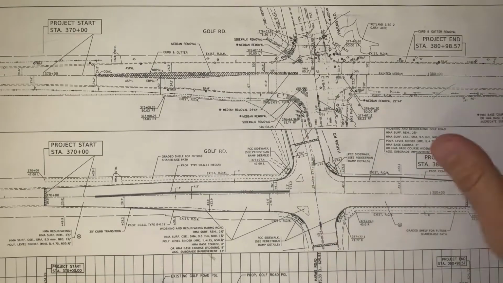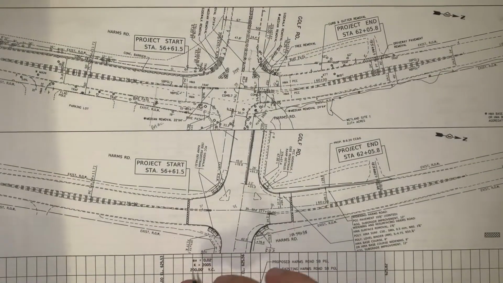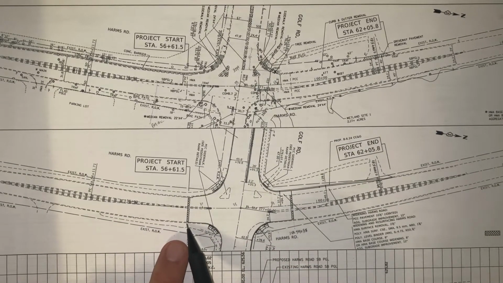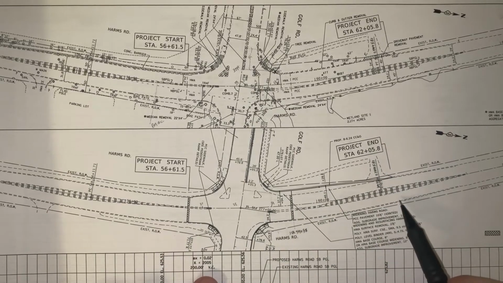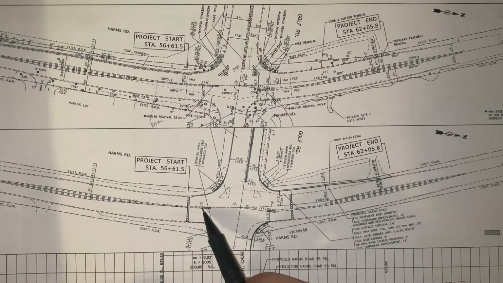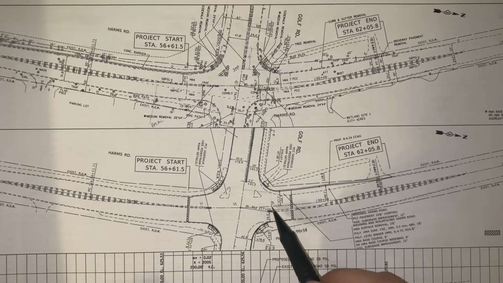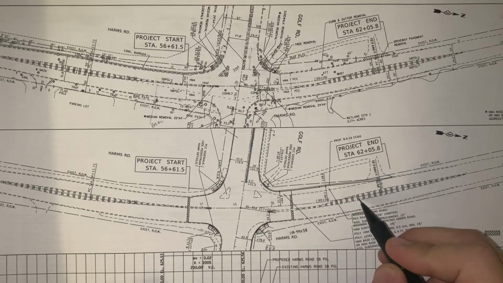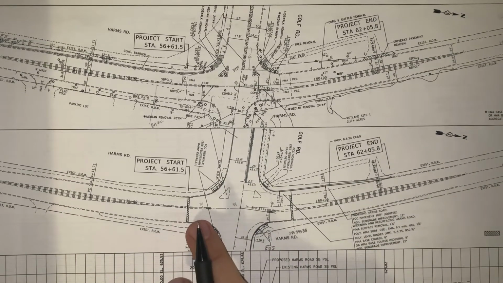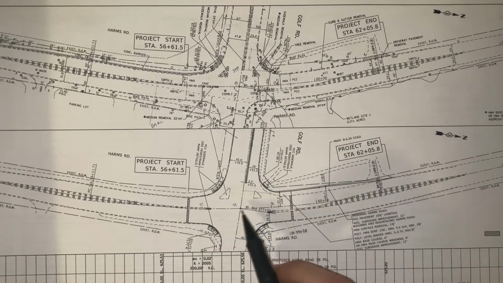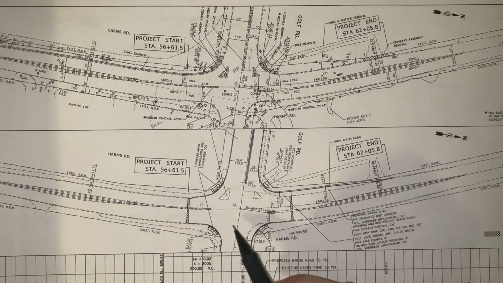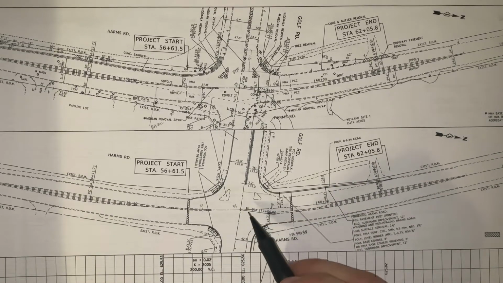For the intersecting street, the project start is at station 56 plus 61.5. The project end is at 62 plus 05.8. And in between we have station 57, 58, 59, 60, 61, 62, and 5.8 feet away. The tick marks will be indicated along the center line of the road, which is where the stations are typically placed. That will show you that's 100 feet away.